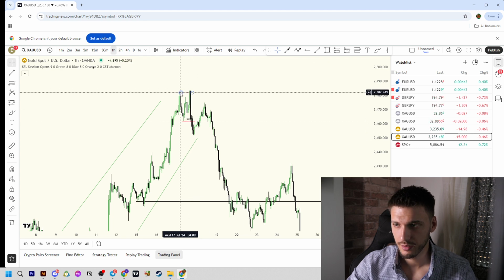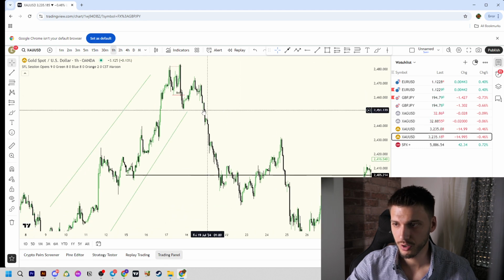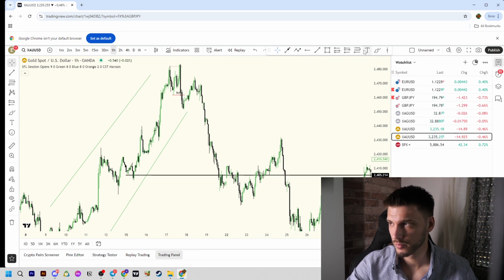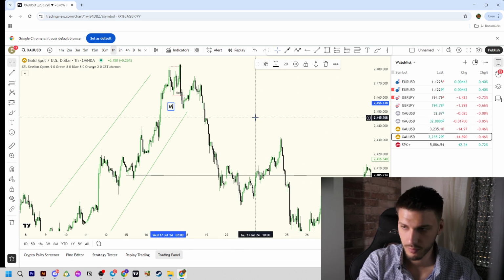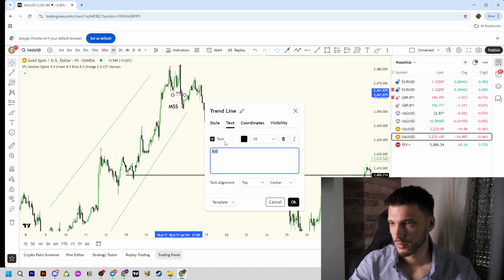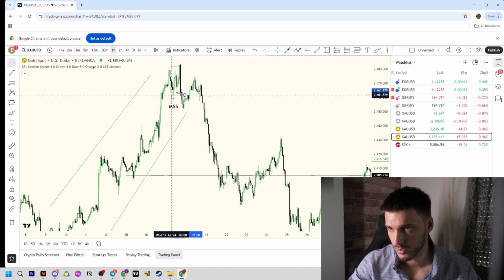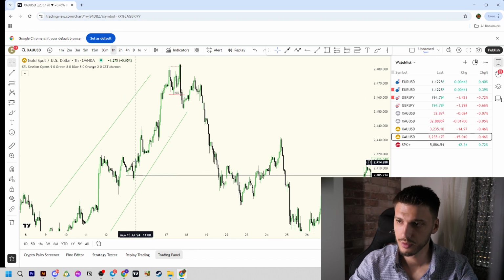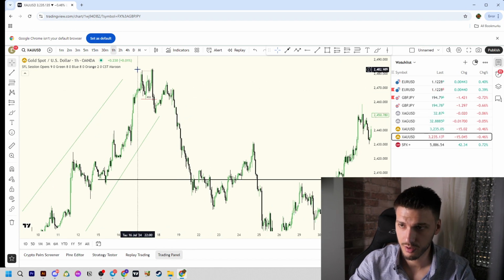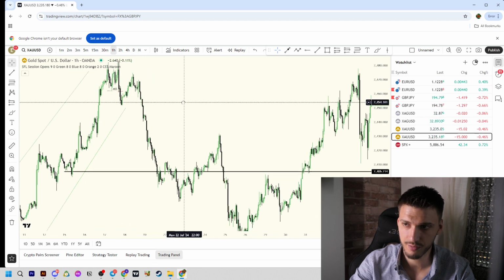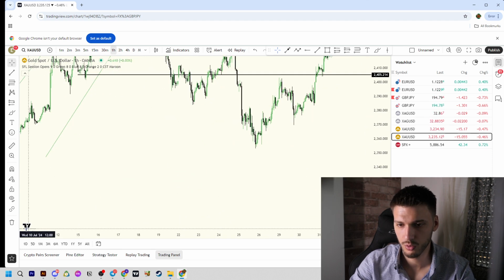So what did price do? It swept liquidity, then a break of structure. We know this is a market structure shift. You could write MSS as text here, because this is a market structure shift. The market is shifting here because it swept liquidity and we have it confirmed here, and the price wants to go lower.